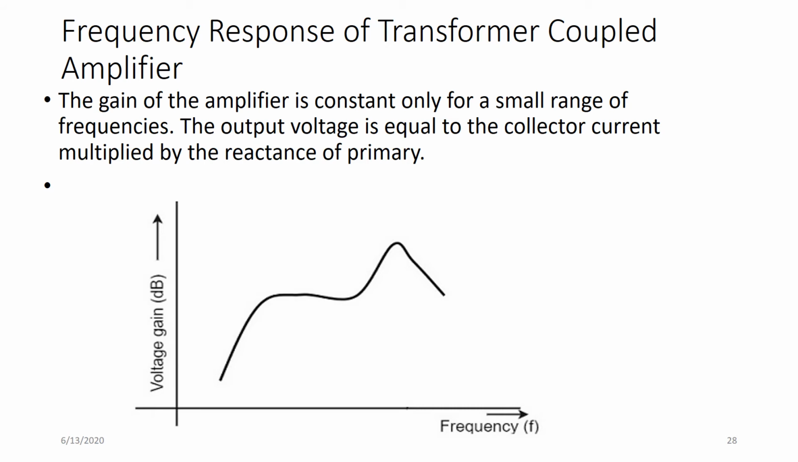Frequency response of the transformer coupled amplifier. The gain of the amplifier is constant only for a small range of frequency. The output voltage is equal to the collector current multiplied by the reactance of the primary.